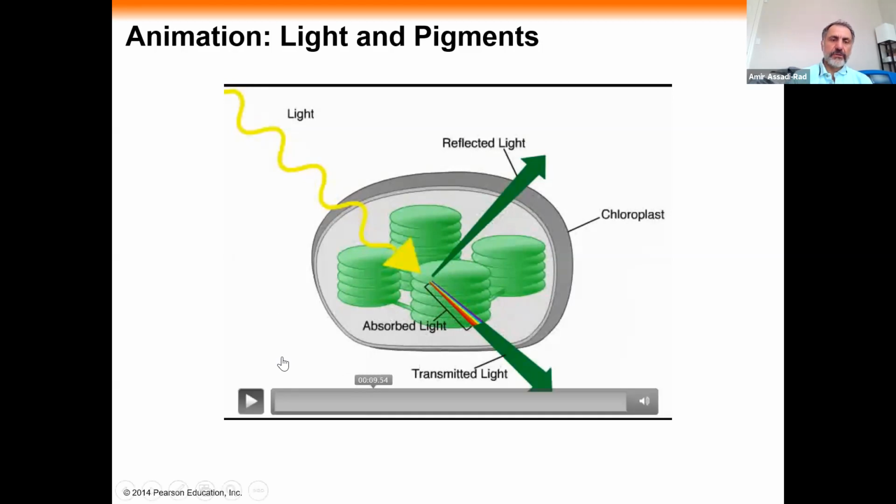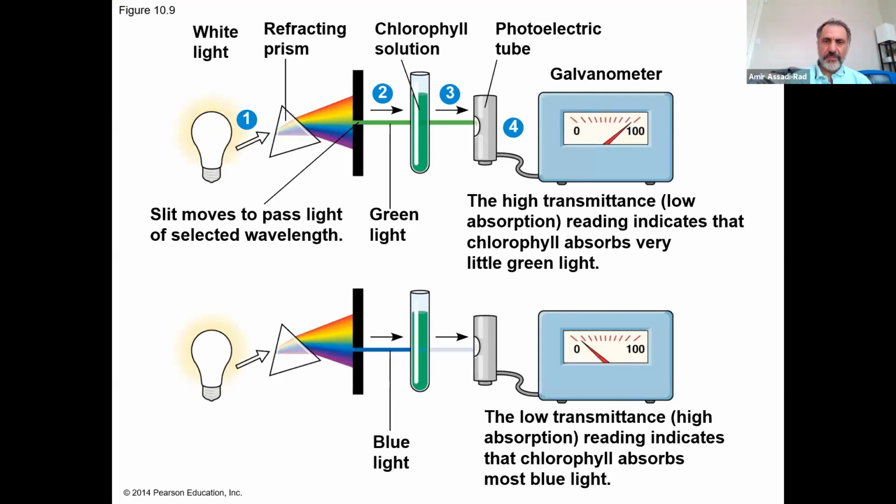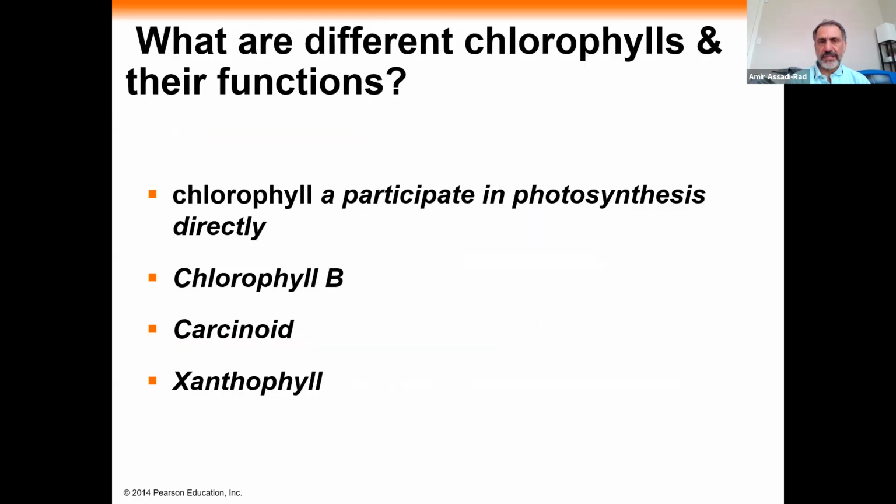Okay, so let's talk about different types of chlorophylls. A spectrophotometer measures the pigment's ability to absorb various wavelengths of light, and that's what I did in the lab. We cut off those different types of chlorophylls, pass them through a solution, put the tube in a spectrophotometer machine and see how much light is being absorbed. The machine sends a light through. Do not worry about that slide. I'm not going to ask you anything about the spectrophotometer machine, but that's how it works.